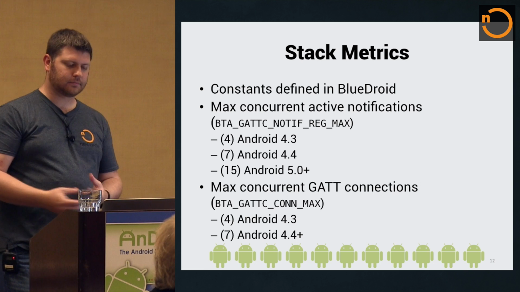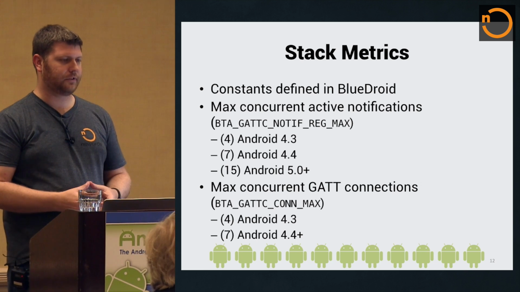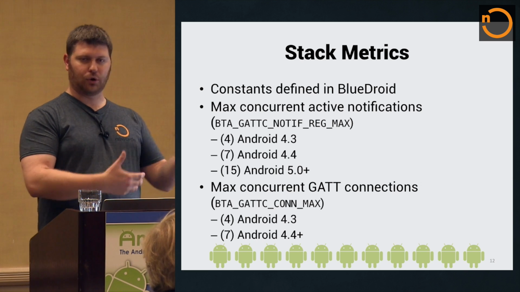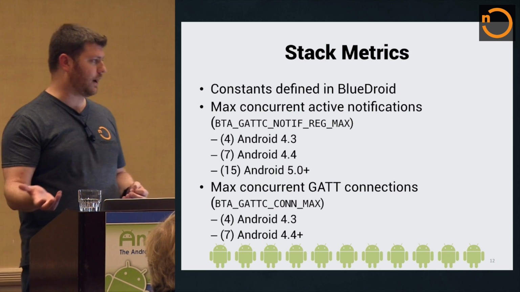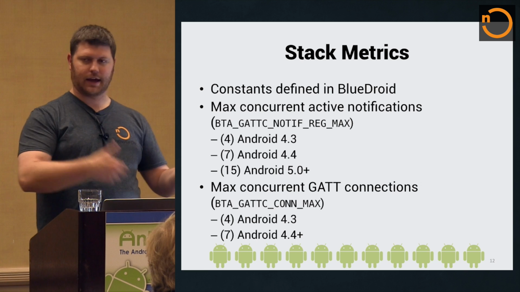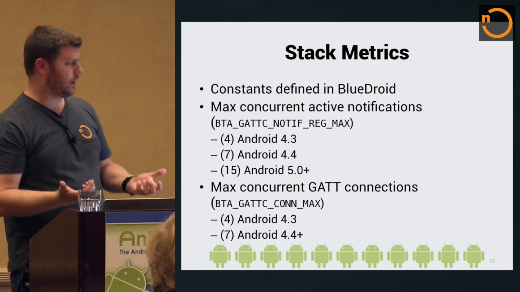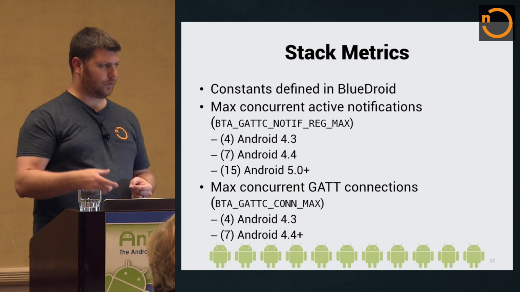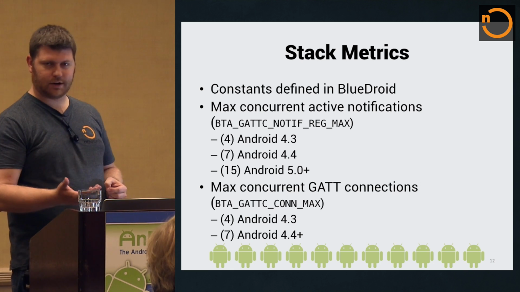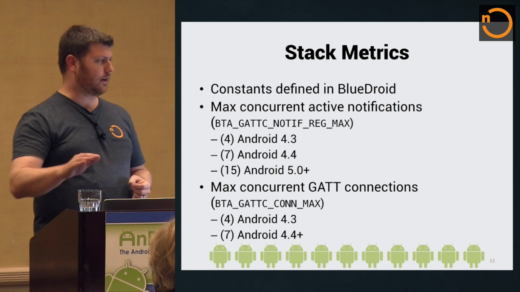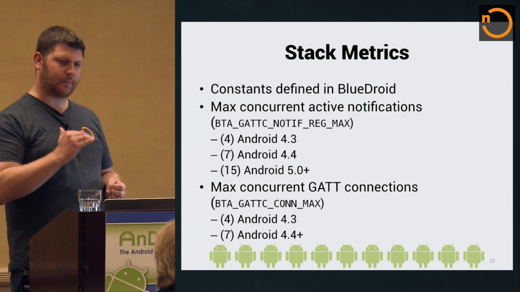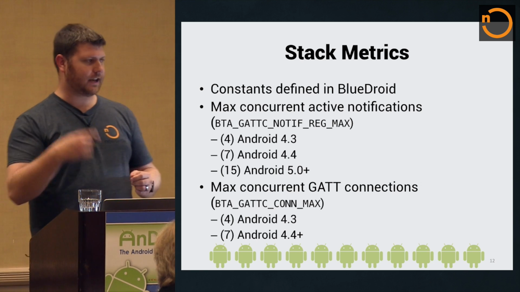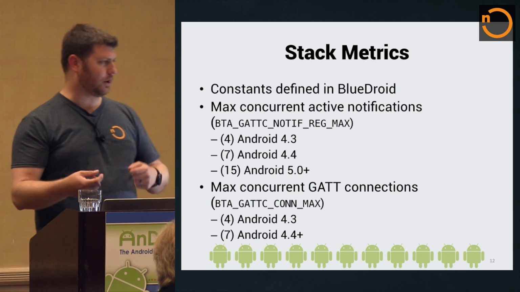Additionally, there's another constant they've defined, which is the maximum number of connections. As a client, I can connect to multiple peripherals at the same time. I can connect to this device, then scan and connect to another one without having to disconnect from the other. That maximum has also been a bit variable. It started out as 4 in Jelly Bean and evolved to 7 in KitKat, but this one has stayed there. So even in Lollipop, 7 is still the maximum number of devices you can connect to at any one time. If you wanted to connect to another device, you'd have to disconnect from another one first.